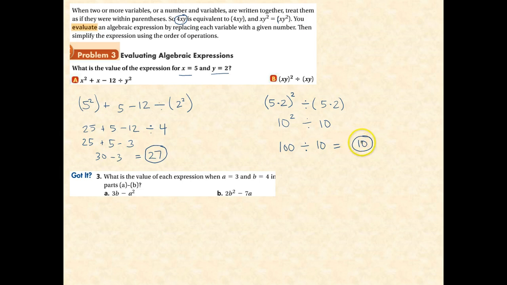10. It's kind of a fun word to say. 10. Try it. It's fun. 10. I'm having a good time.